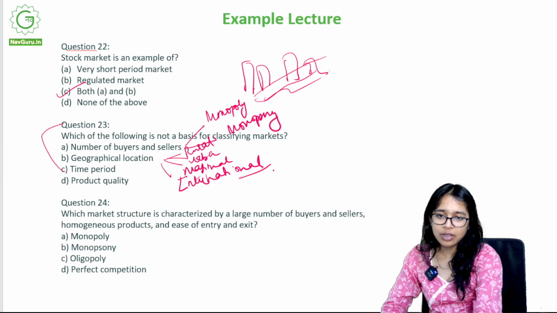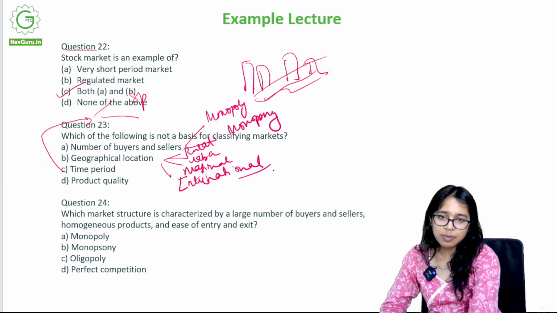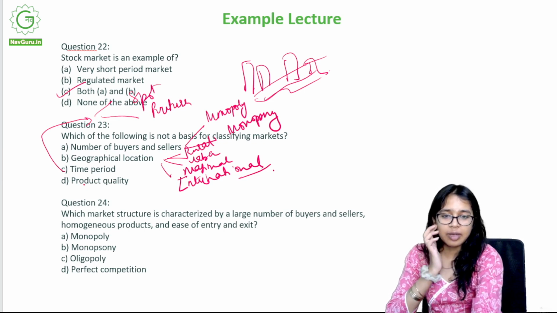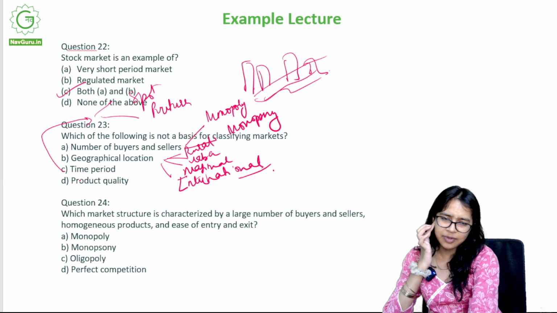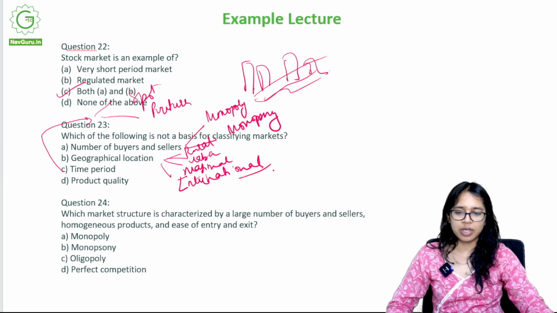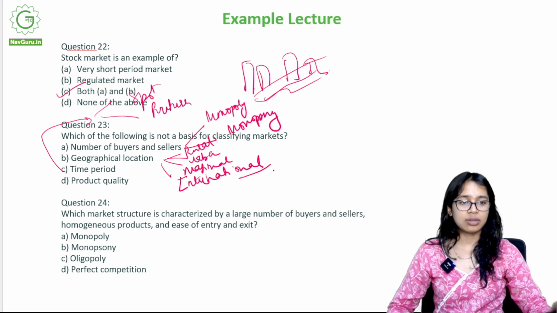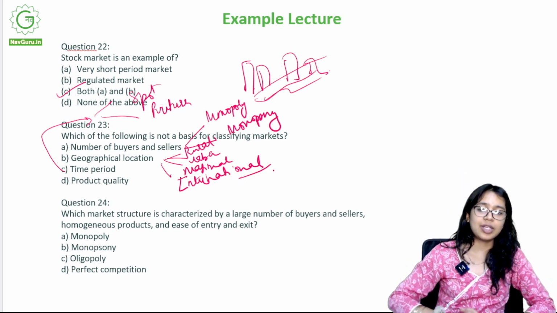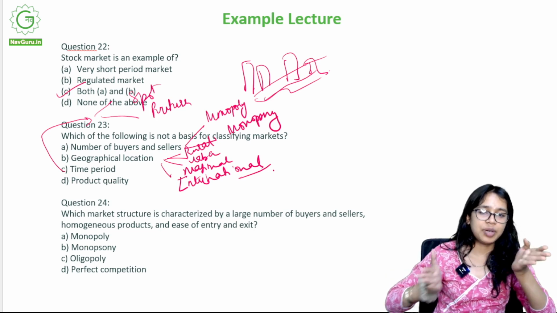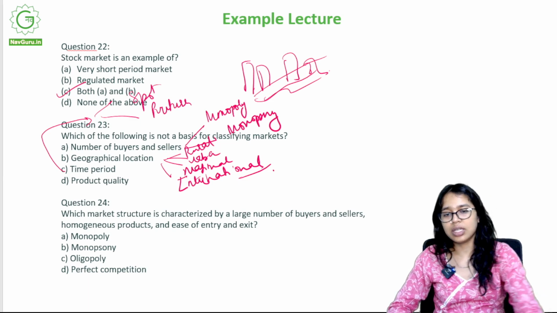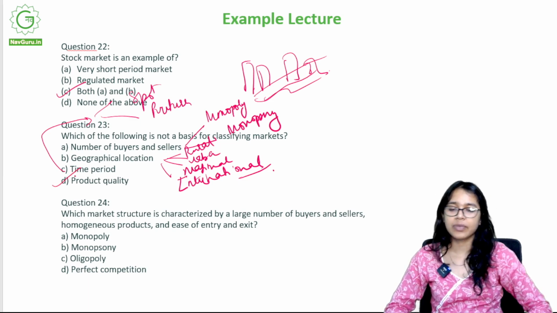On the basis of time period also, we studied two things, spot and future market. Hence the only answer that remains is the product quality, because we have not studied any market classification on the basis of product quality. Product quality is not something that comes on the market, it's on the company, and hence we cannot decide a categorization for that. So the right answer is the product quality.